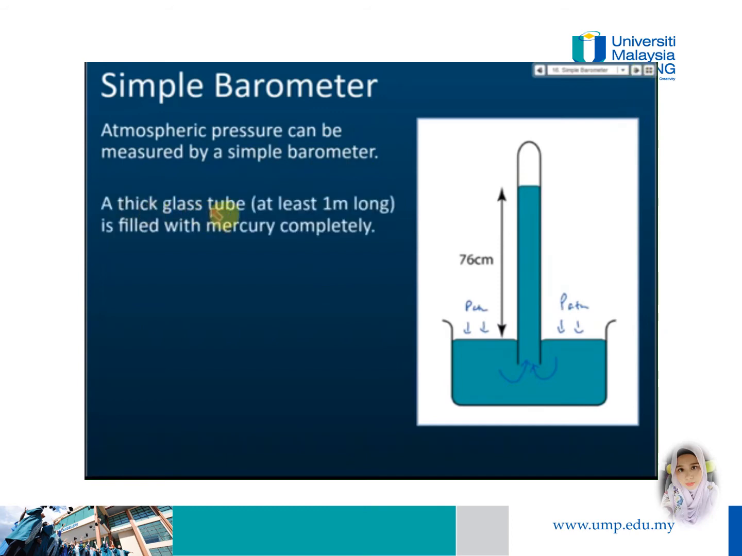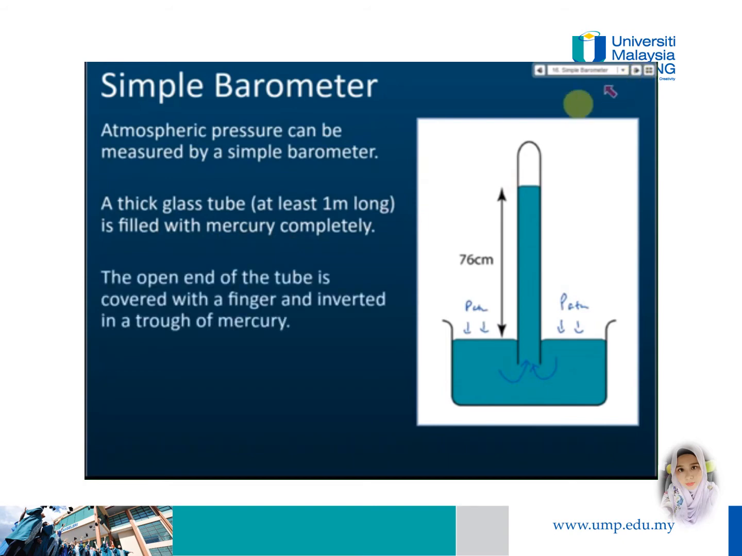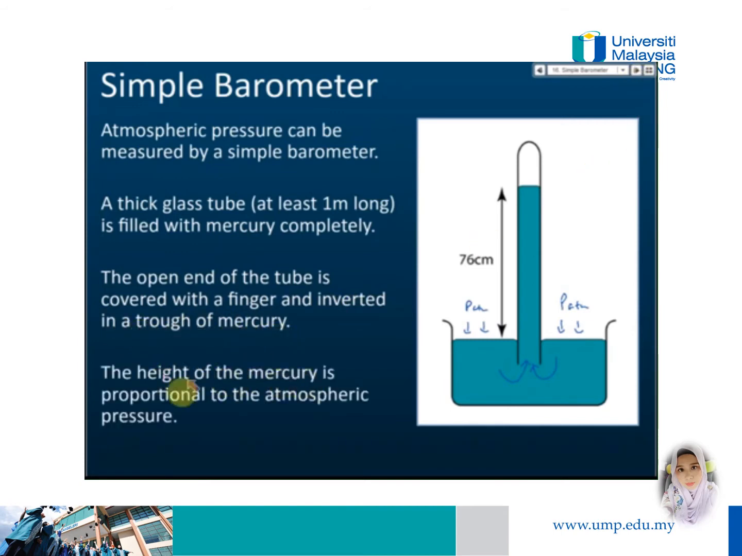A thick glass tube at least 1 meter long is filled with mercury completely, and then the open end of the tube is covered with a finger and inserted into a trough of mercury. The height of the mercury is proportional to the atmospheric pressure. So we can measure the atmospheric pressure by measuring the height.